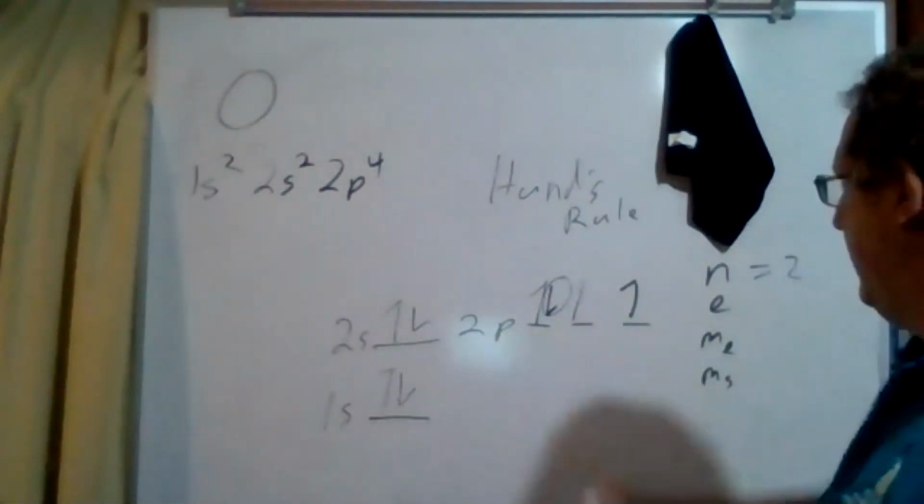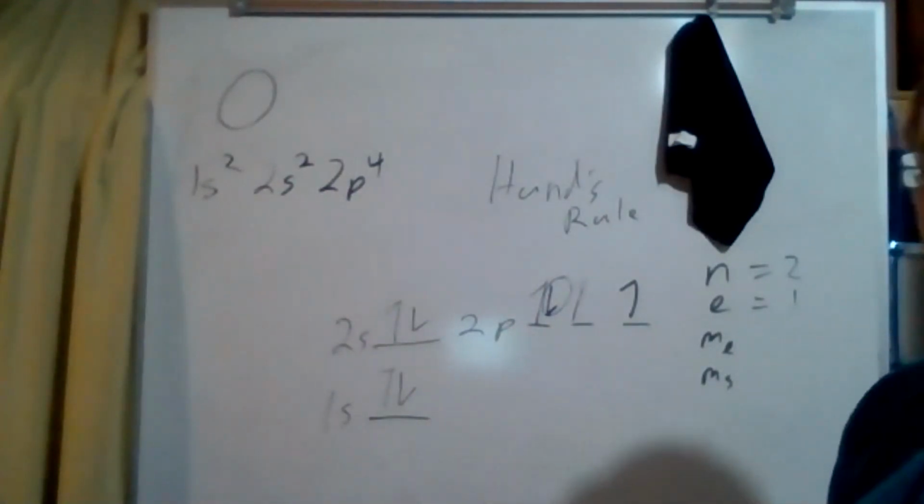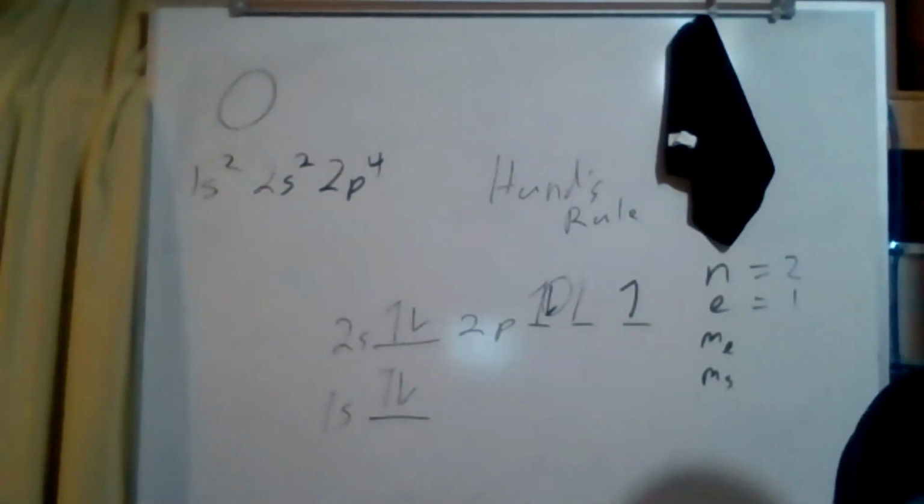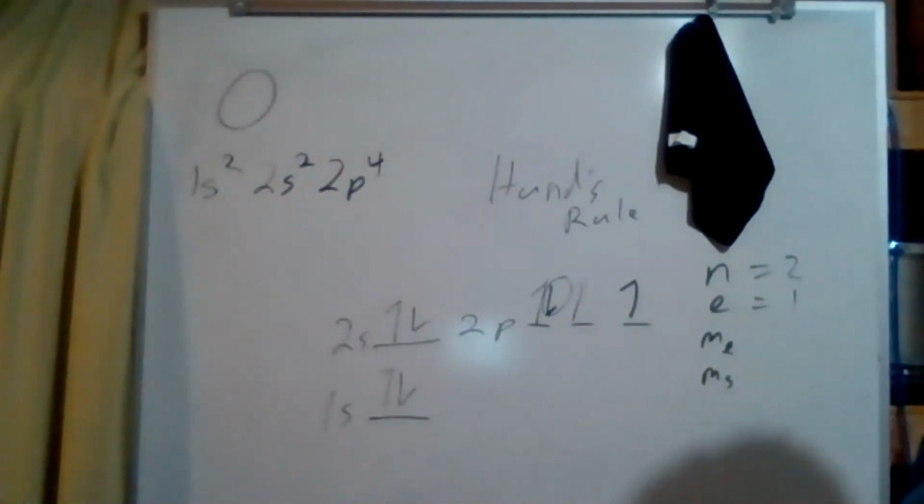L, it is a p orbital, so that's equal to 1. Now, how do I get ML? Well, if it was an s orbital, it's easy. There's only negative L to L. That's negative 0 to 0. There's only one possibility of 0.